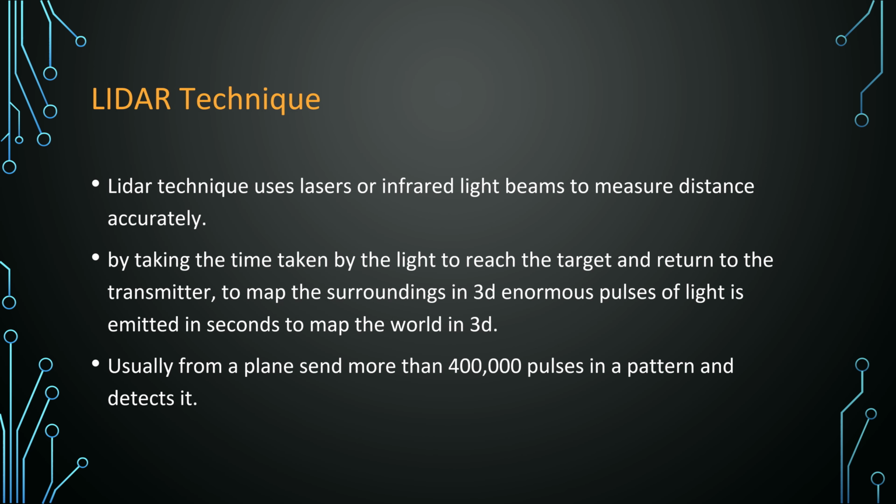How the LiDAR technique works. The LiDAR technique uses lasers or infrared light beams to measure distance accurately. By taking the time taken by the light to reach the target and return to the transmitter, it maps the surroundings in 3D, and enormous pulses of light are emitted to map the world in 3D. Usually from a plane, it sends more than 4 lakh pulses in a pattern and detects them to form a map.